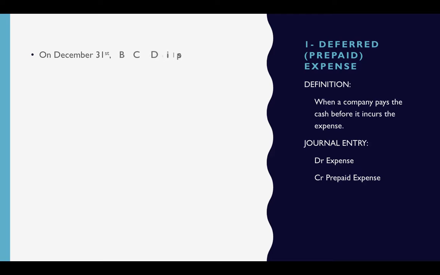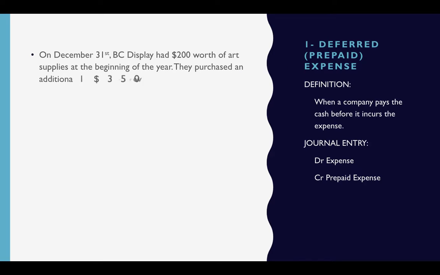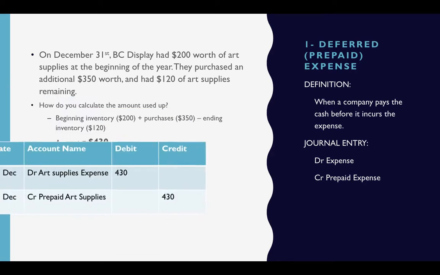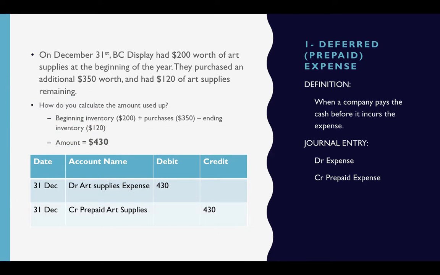Let's say on December 31st, BC Display had $200 worth of art supplies at the beginning of the year. They purchased an additional $350 worth and had $120 of art supplies remaining. So how do you calculate this amount? You have your beginning inventory, add your purchases, and less your ending inventory. This gives you an amount of $430. Therefore, you debit your art supplies expense and you credit your prepaid art supplies of $430 each.